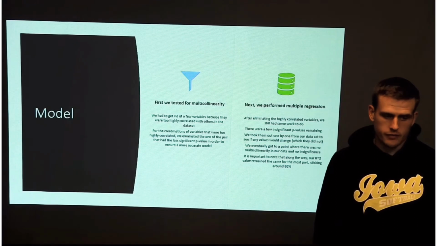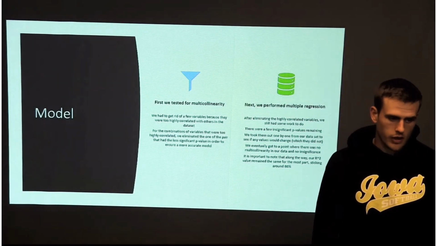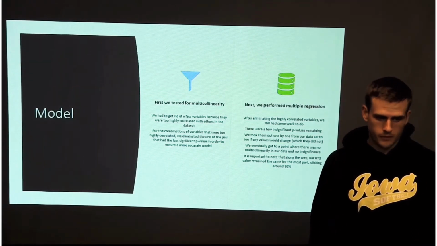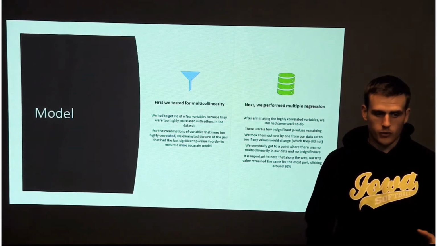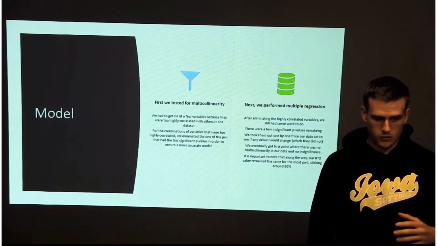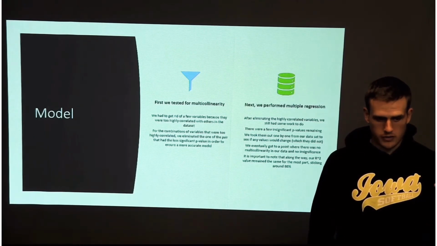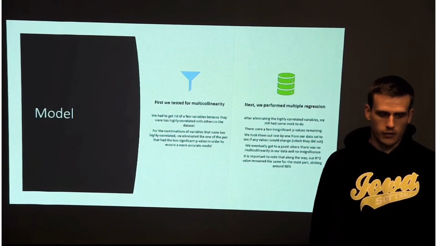So first we tested for multicollinearity to determine if any of the variables were correlated with each other. Once we removed those, we were able to perform a multiple regression. We had several variables still left, and we removed the ones that had high p-values because those were insignificant. Once we got down to our final ones with all the p-values significant, we determined that was our final model, and that was our equation.